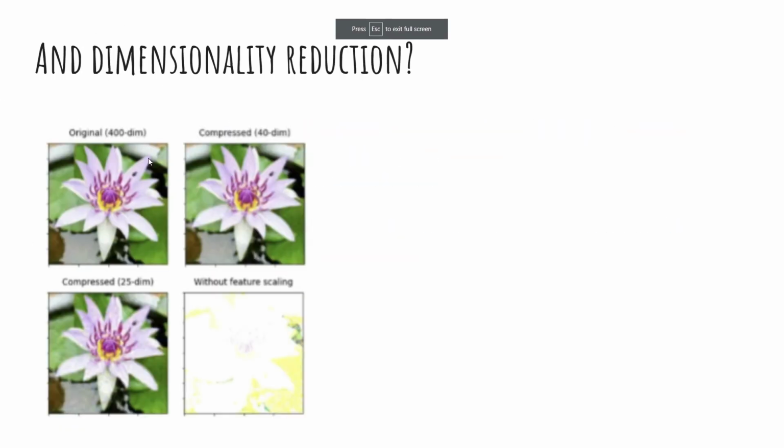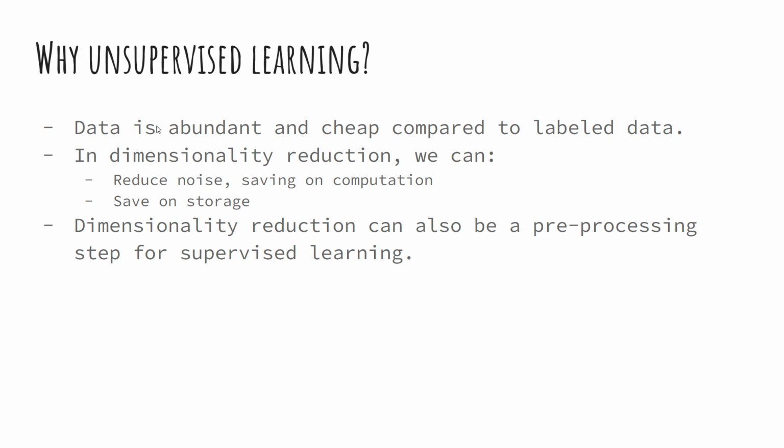Okay, so we're mainly looking at clustering, but clustering also has a bit of dimensionality reduction in it if you want, but we'll see that later. So why would we want to do unsupervised learning? It's because the data is abundant and cheap compared to labeled data. Everything is by default unlabeled, so we can use that for unsupervised learning. But if we want to do supervised learning, we have to go out of our way to get labeled data. So there's going to be a lot less of that, and it's going to be more expensive.